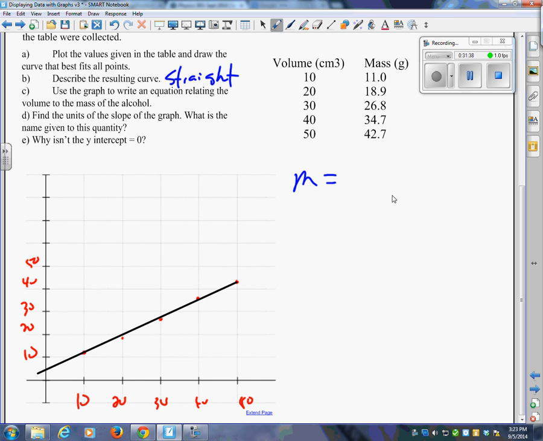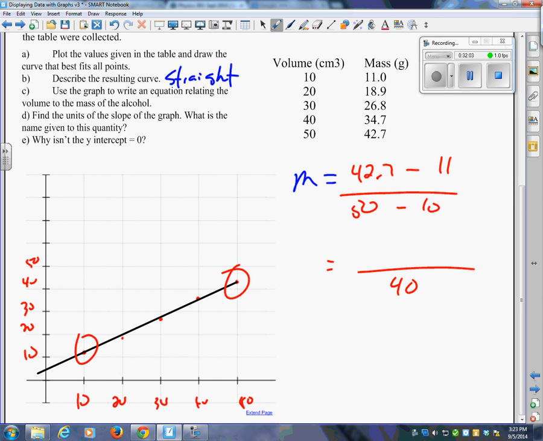So rise over run, let's pick 2 points. Let's pick that point and that point. My slope is going to be my y value of 42.7, subtract this y value down here, which is 11. And this x value here is 50, and this x value here is 10. Well, the bottom is easy. 50 minus 10 is 40. The top is a little bit harder.